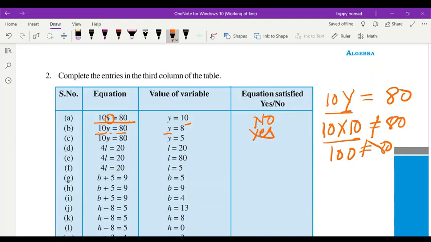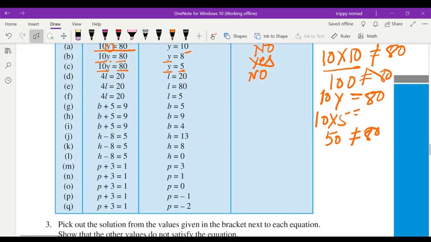And 10y is equal to 80 again, but instead of y you have to put the value of y that is equal to 5. 10 into 5. That means 10 into 5, you will get 50, that is not equal to 80. So you will write no for the third one. Same way children, so many variable values are given up to f, same way you will do.